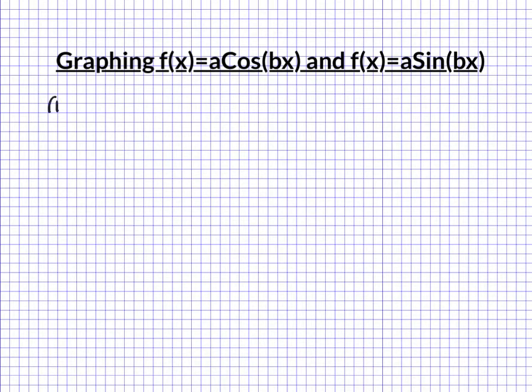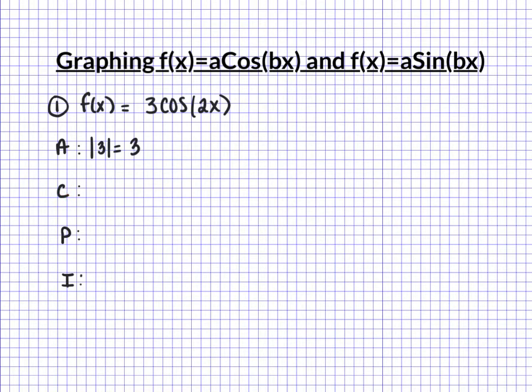So example number one, I want us to graph y equals, or f of x equals 3 cos 2x. So, as we did the other day, the ACPI is going to be very helpful. So A, C, P, and I. A is the absolute value of the number in front. So the absolute value of 3 will give us our amplitude. So the absolute value of 3 is 3.